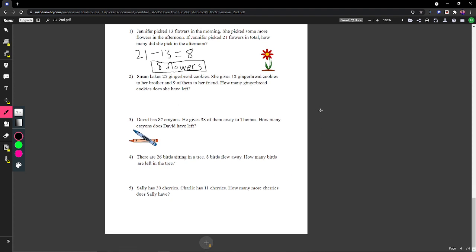Now let's go to another question. Number 3. David has 87 crayons. He gives 38 of them away to Thomas. How many crayons does David have left? Now, he starts with 87 crayons, but he gives away 38. You can rewrite this in an easier way by putting 87 over 38. Don't get it confused with fractions.